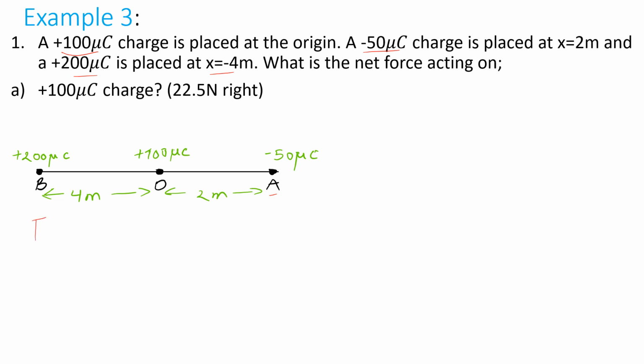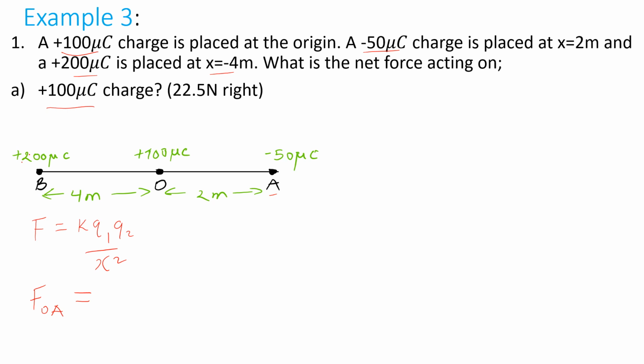We recall that the force between 2 point charges is K Q1 Q2 over x squared. Therefore, we are going to deal with these forces independently. Since we want the force on the 100 microcoulomb charge, which is surrounded by the negative 50 microcoulomb and the positive 200 microcoulomb, it is going to experience a combination of forces. But to deal with this swiftly, we are going to pretend that the other charge doesn't exist, such that we deal with one charge at a time. Therefore, we shall find the force exerted on O, which is the 100 microcoulomb charge, due to A.